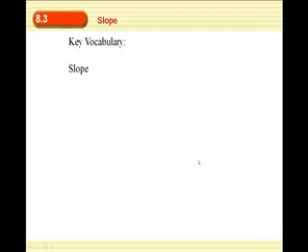Okay, this is 7th grade math 8.3. We're going to talk about slope. This is page 409 in your book. So again, I say it every time, you need to have your book open right now to page 409.